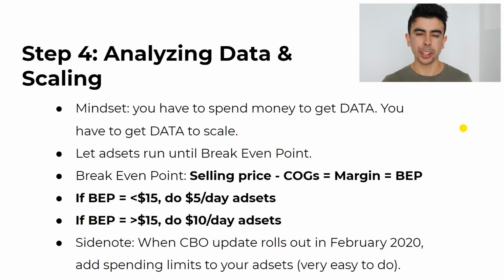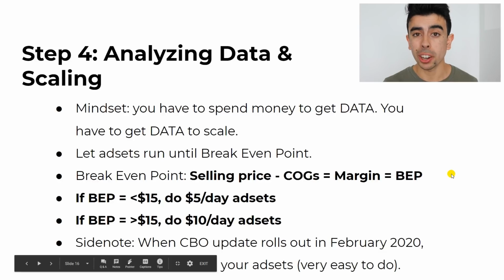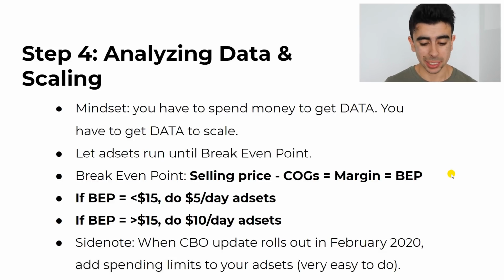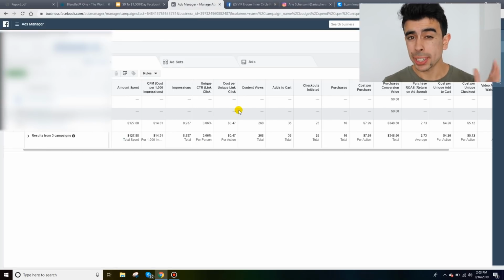Now, one thing I want to make clear here is in February of 2020, Facebook will make CBO's, campaign budget optimization, a mandatory setting for all campaigns. Now, when this does happen, don't fret. You can simply add spend limits to each individual ad set to make sure that they don't spend past a certain point. So by following the break-even point chart I'm giving you here, you'll know whether or not to put a $5 a day ad spend limit on an ad set or a $10 a day ad spend limit on an ad set. But anyways, now that we got that covered, you know that my break-even point is $10, which is below the $15 break-even point mark that I showed you, which means that I actually started all of my ad sets at only $5 per day.